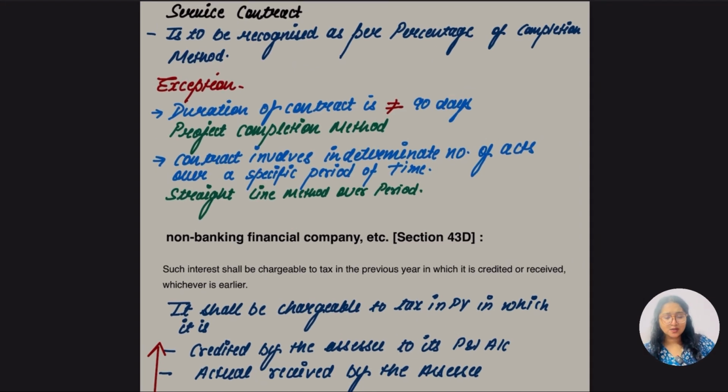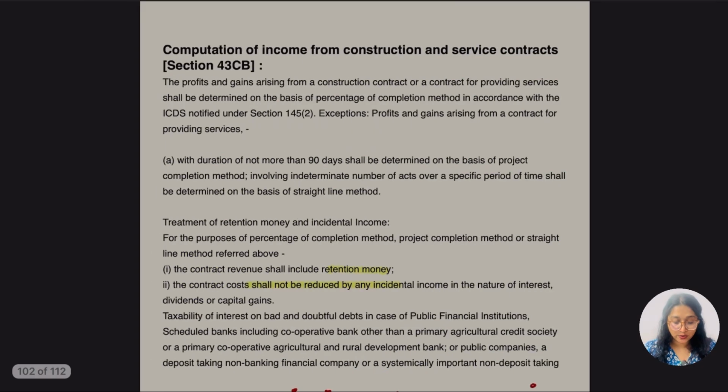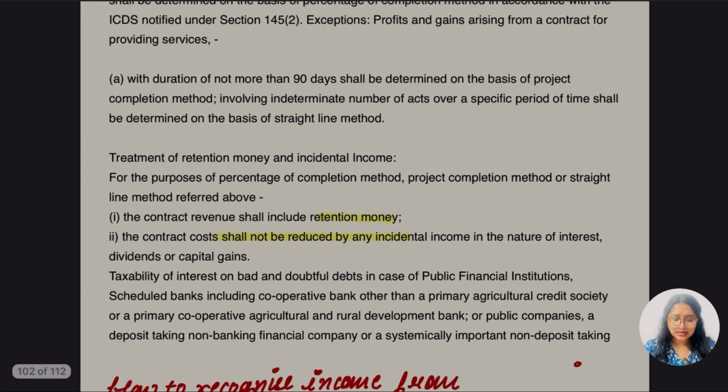So for services, in both the cases we are going to recognize at the percentage of completion method, but for the service contract there are two exceptions. For duration less than 90 days, in that case project completion method. For the second, indeterminate number of acts over a specific period, we are going to take the straight line method over the period. So let's read it, guys.